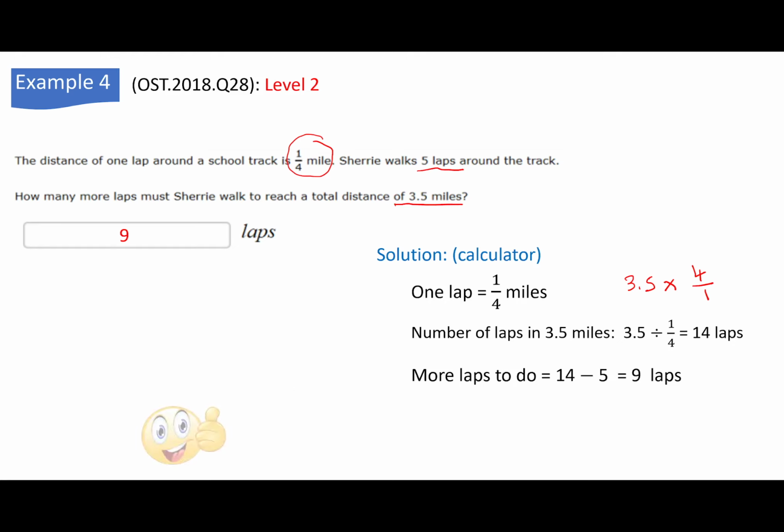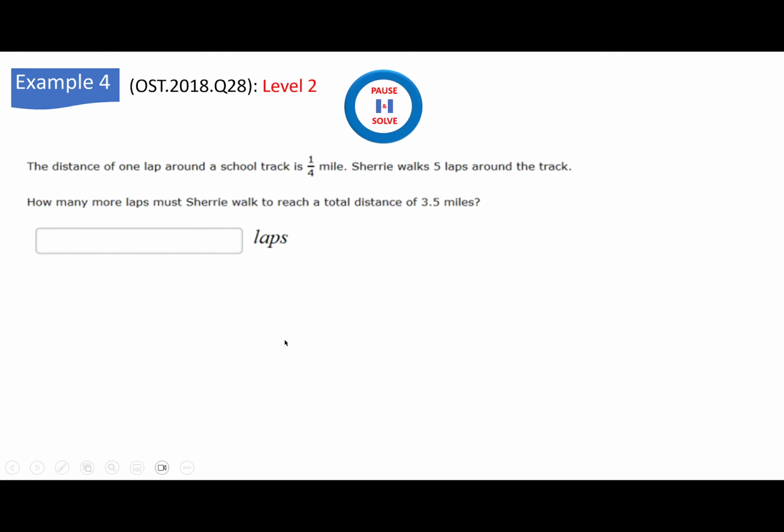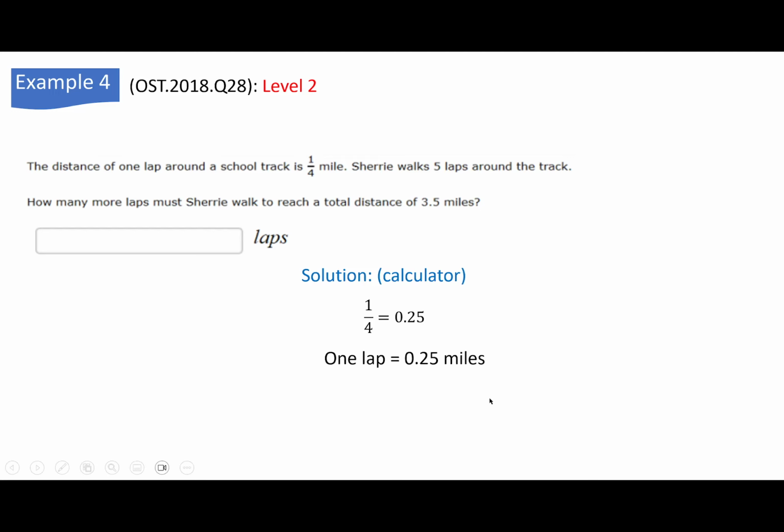This also can be done in Example 4. It can be done in a different way. First of all, 1/4 is 0.25. Remember that 1/2 is 0.50, 3/4 is 0.75, and 1/4 is 0.25. So 1 lap is 0.25 miles. That's given. She did 5 laps. 5 times 0.25 is 1.25 miles.